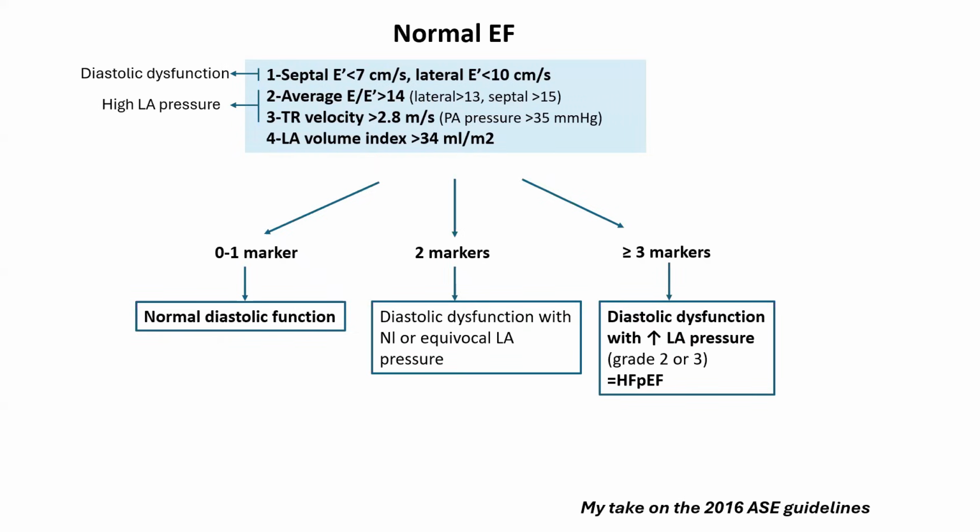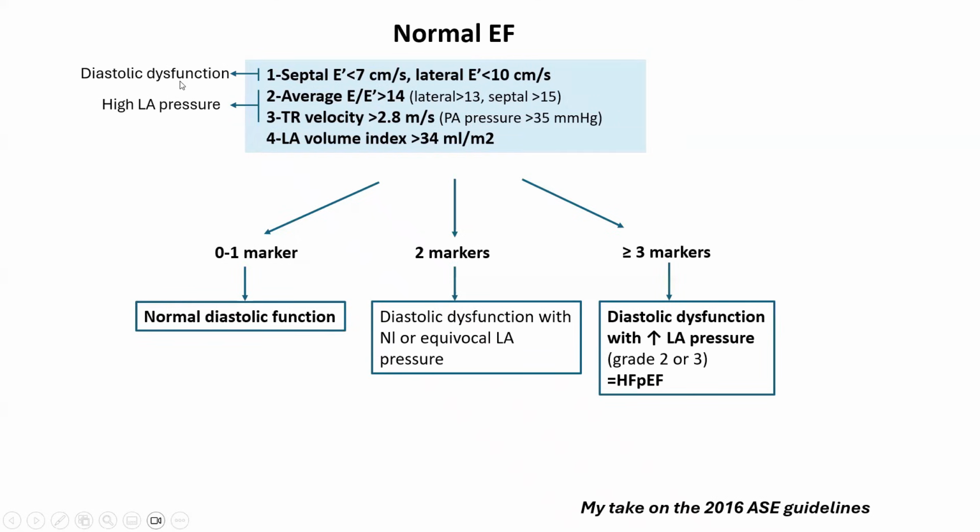The 2016 guidelines focus on 4 features, and if you had 2 of them, then you have diastolic dysfunction with either normal or equivocal LA pressure. If you had 3 or more variables, then you have diastolic dysfunction with elevated left atrial pressure.